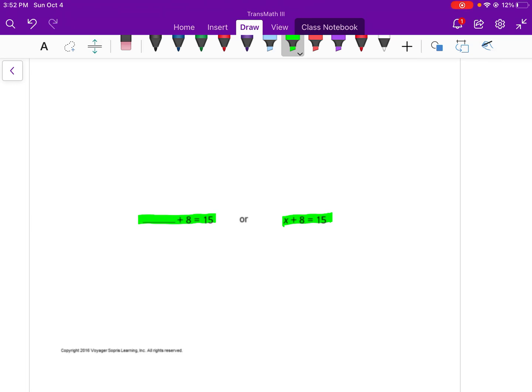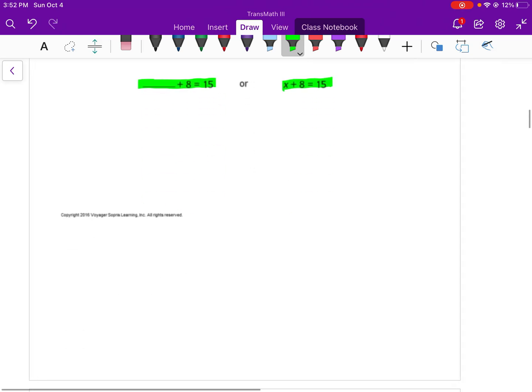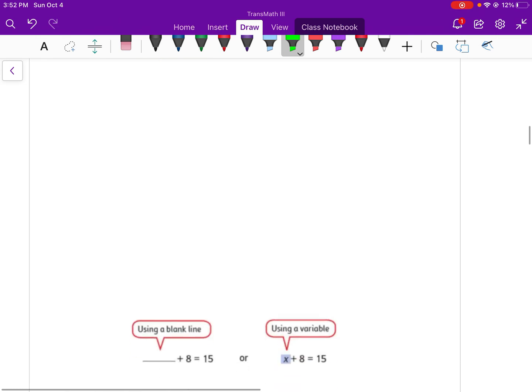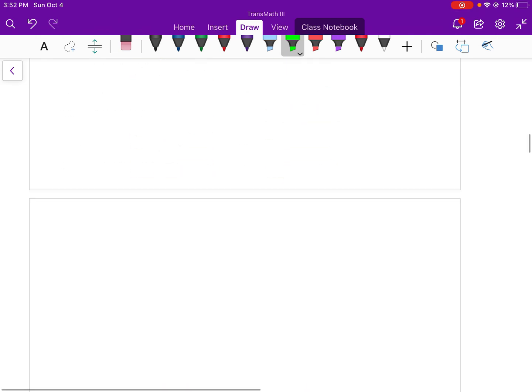For variables, we typically use letters like x, y, and z. Those are three common ones. Now, it can be anything, a symbol, but we commonly use x, y, and z, so you will see us use that a lot. Using that blank line again, we're just using a variable now.